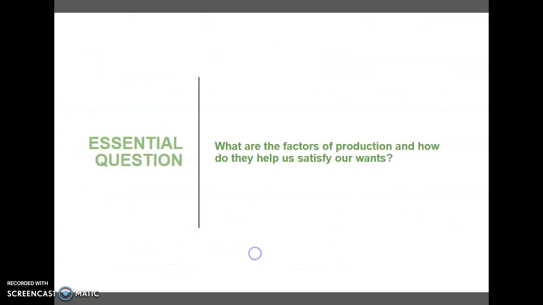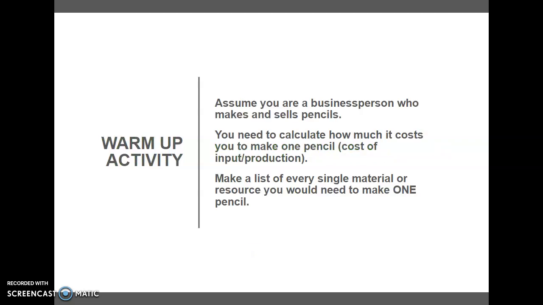Please pay attention to it. The essential question for this week is, what are the factors of production and how do they help us satisfy our wants? Warm-up activity. Real quick, I want you guys to pause this video and go ahead and do this warm-up. Assume that you are a business person who makes and sells pencils. You need to calculate how much it costs you to make just one pencil, the cost of input as well as production. Make a list of every single material or resource that you would need to make one pencil.